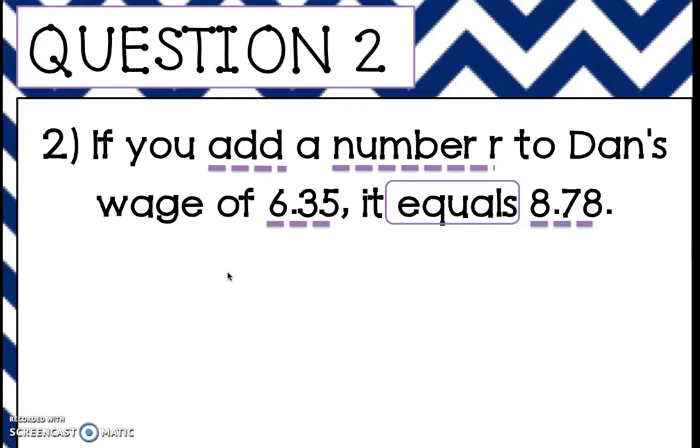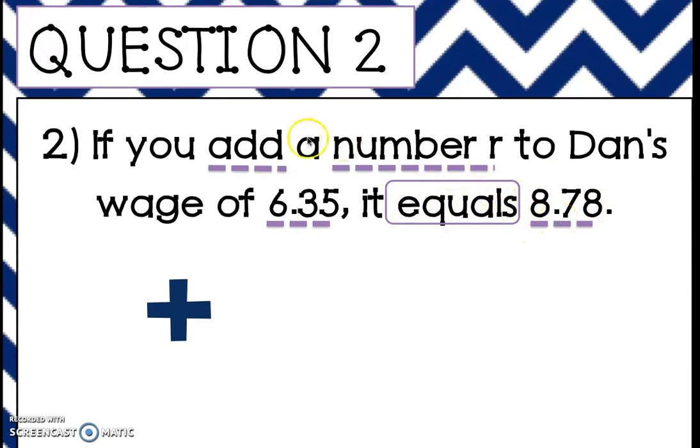Where is our question? There it is. All right, so it says if you add a number r to Dan's wage of $6.35, it equals $8.78. Okay, so if we highlight our important pieces, we have words like if you add. Okay, add is important because it tells us we're going to be adding something. A number r that goes ahead and tells us what our variable is. $6.35 was Dan's wage, so we don't have to use a variable. We know Dan's wage was $6.35. It equals. Equals tells us where we're going to put the equal sign, and we know it's equal to 8.78.